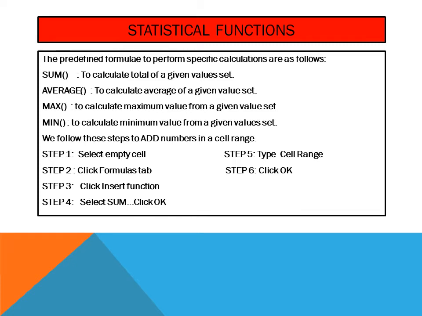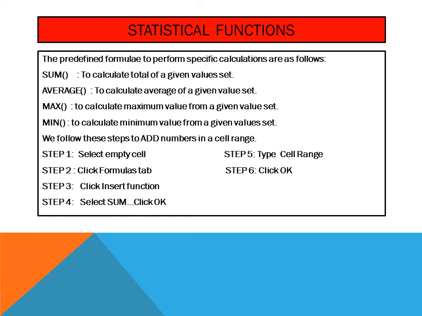Then we have max. Max is used to calculate the maximum value from a given value set. So out of the given values, which is the maximum value, that could be differentiated with the help of the max function. Min, as it indicates, is used to calculate the minimum value from the given value set. So these are some of the predefined formulae with the help of which we can directly use these functions and do the calculations for the given data that we have entered in our Excel sheet.